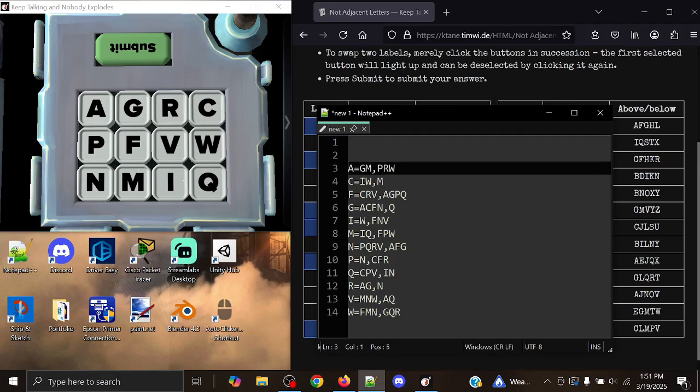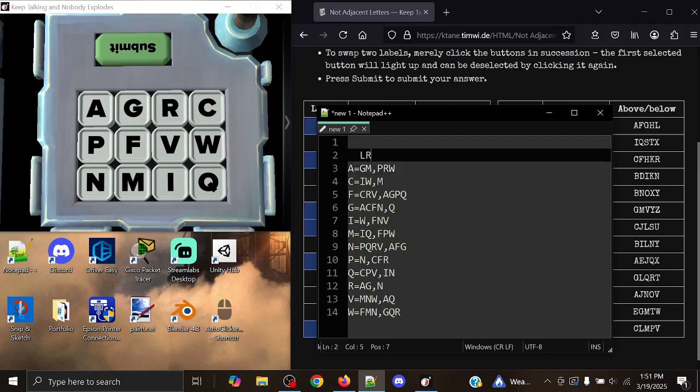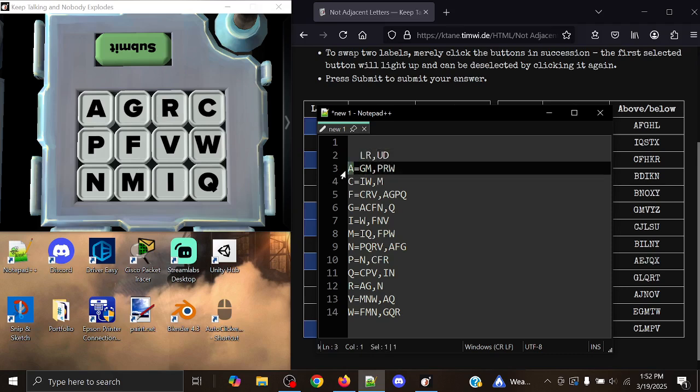Here, I guess I'll leave a key here. So we'll do LR and then up, down, effectively. That's what's happening here. If these letters are left or right of it, this can be pressed down. If these letters are above and below it, this can be pressed down. That's the way that it works.